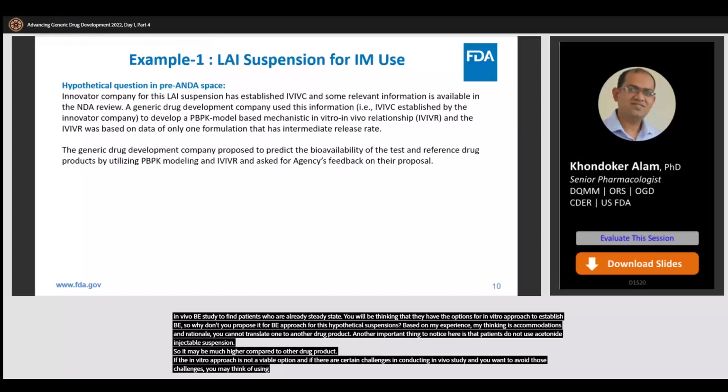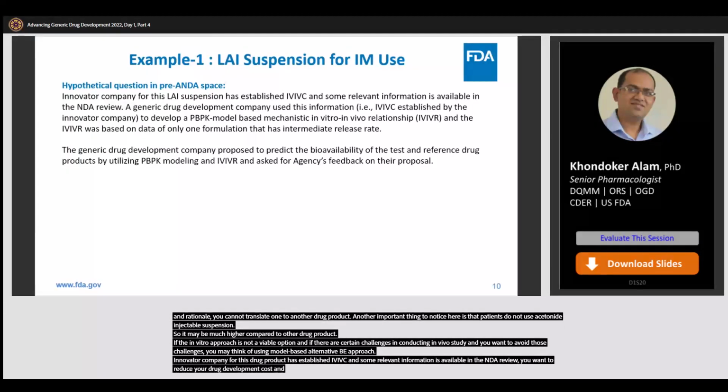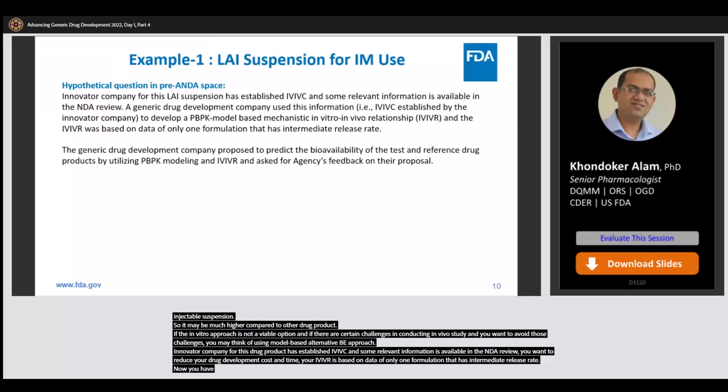Let's assume that the innovator company of this drug product has established IVIVC and some relevant information is available in the NDA review. You want to use this information to develop a PBK model-based IVIVR, and to reduce your drug development cost and time, your IVIVR is based on data of only one formulation that has intermediate release rate. Now you have proposed to predict the bioavailability of the test and reference drug products by utilizing PBK modeling and IVIVR and ask the agency for their feedback. So the question is, how would we consider your proposal?